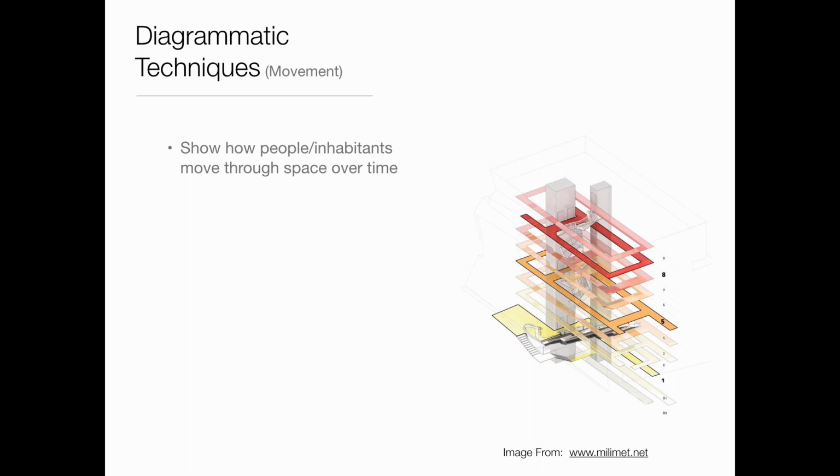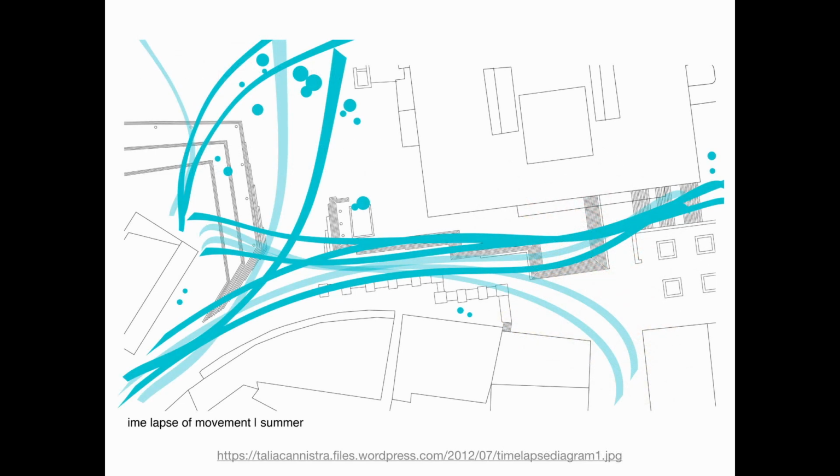Could you do this with arrows? Sure. Sometimes you do it with little footpaths. Sometimes you just do it with a series of lines over and over again. So here's an example of how something is moving through the space, drawn with a series of simple lines.